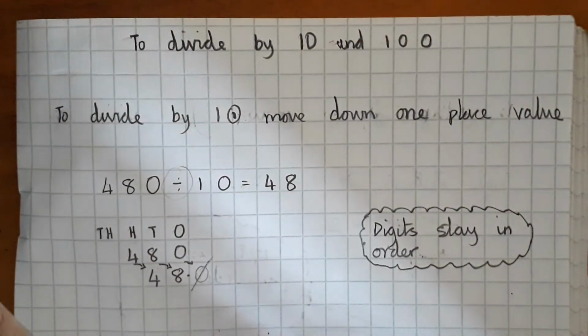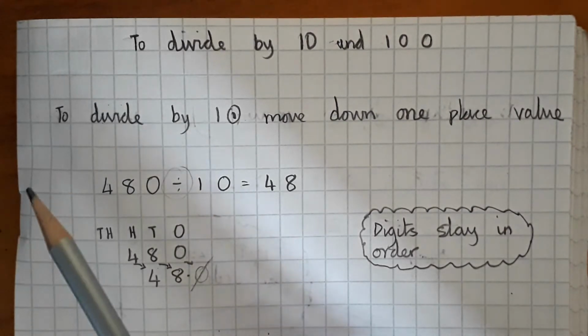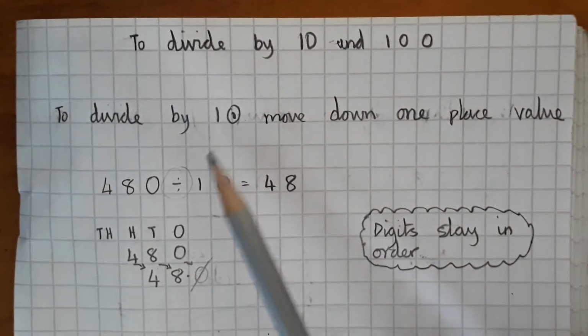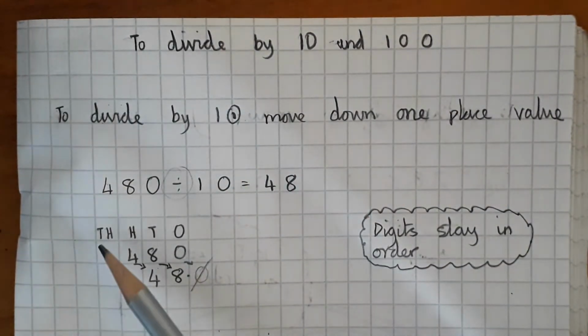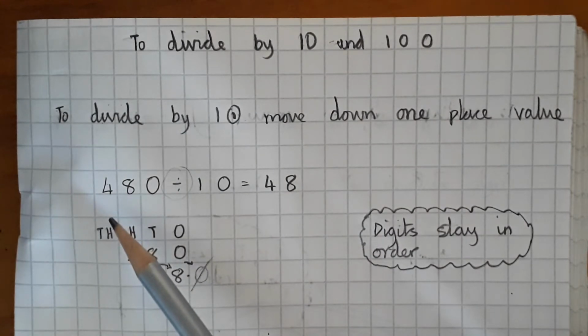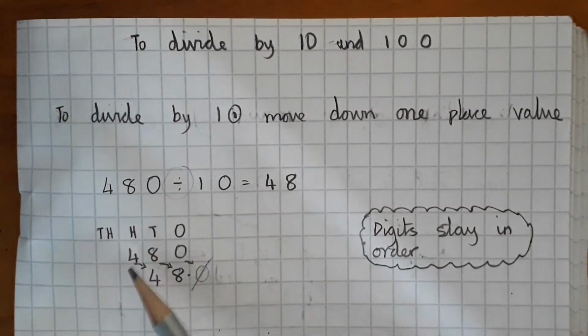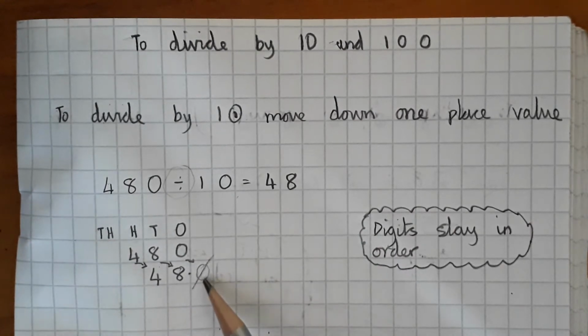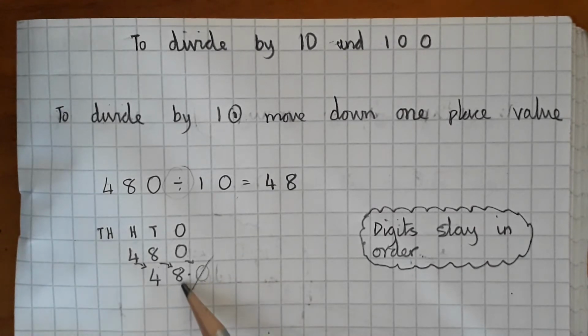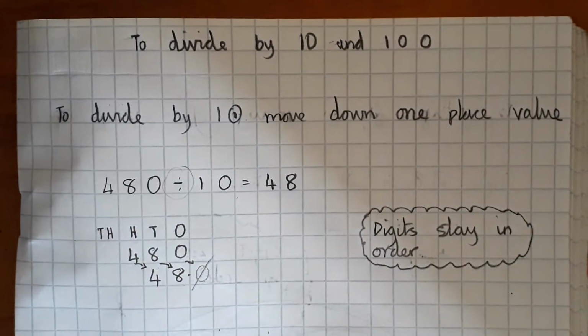Right, and as we know that division is the inverse of multiplication, we're doing it kind of backwards, we're doing it the other way. So to divide by 10, you move down one place value. Here's my example of dividing by 10, 480 divided by 10. I've done my place values, hundreds, tens, ones, and I'm moving down one place value, and my answer would look like 48.0, but because we know that 0 isn't actually worth anything, we would write our answer as 48. Again, our hint and tip is your digits stay in the same order.